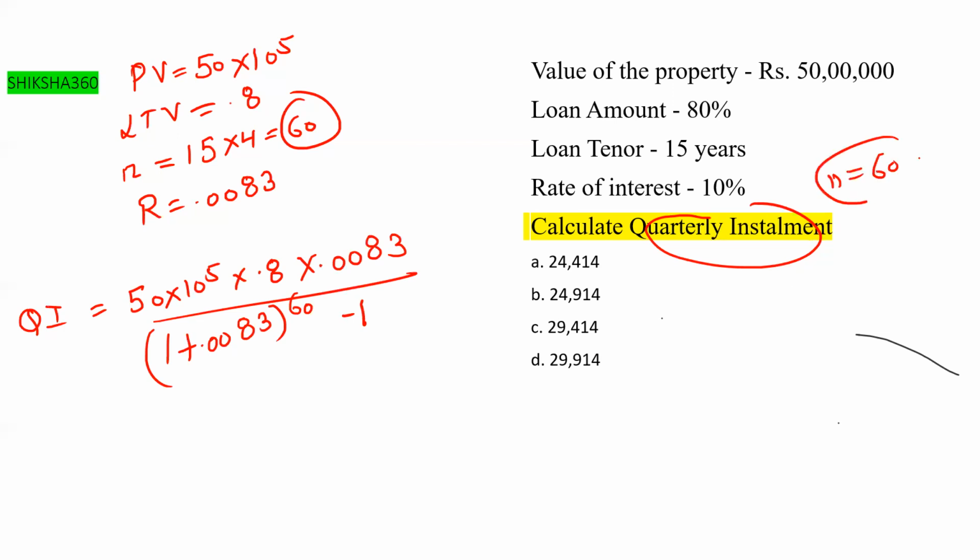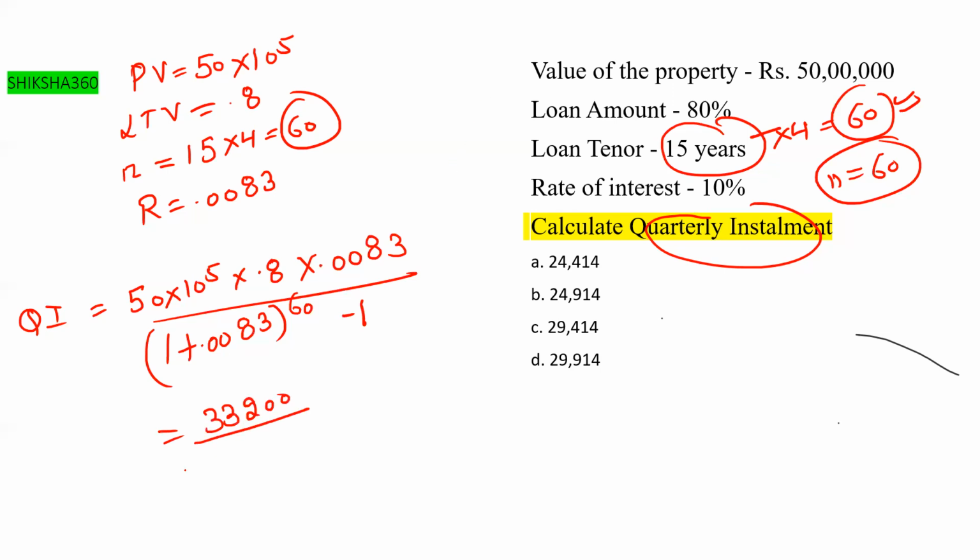Here n is 60, because in 1 year we have 4 quarters, and in 15 years, 15 into 4, we have a total of 60 quarters. And here we have to calculate the quarterly installment. In the numerator, 50 lakh into 0.8 into 0.0083, the same as the previous question, is 33200.